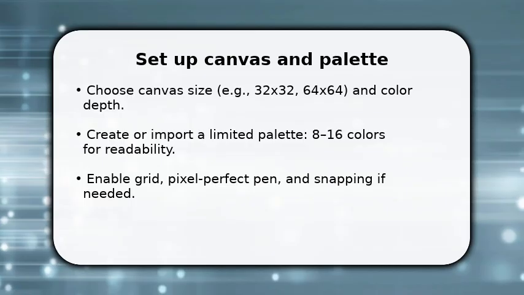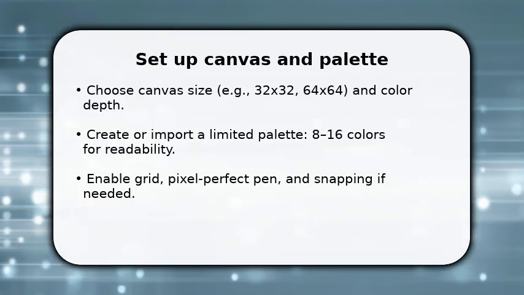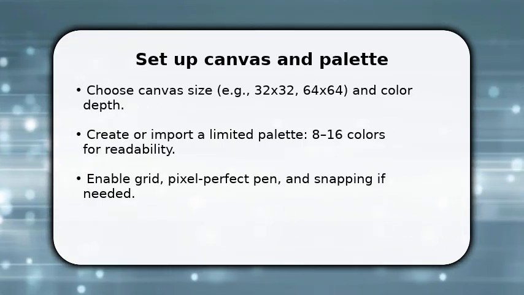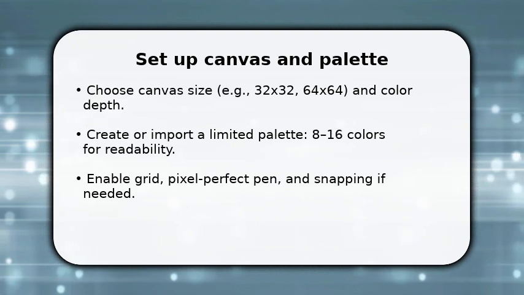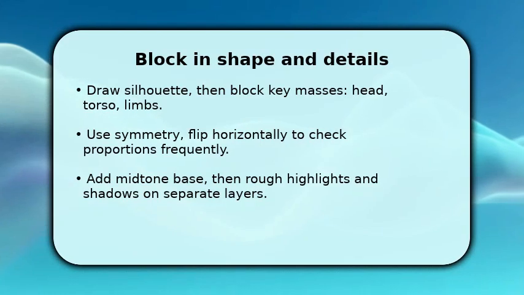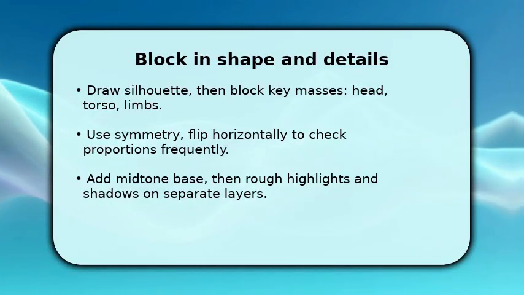That separation speeds iteration. You want a readable shape at thumbnail scale, so sketch a single color silhouette first and refine edges before adding internal detail or extra colors. You now build form, block in main masses with solid colors to establish proportion and posture. Flip the canvas often to spot asymmetry and use the transform tool to nudge limbs.